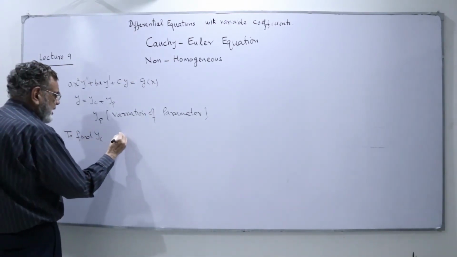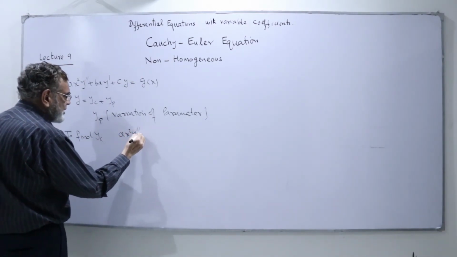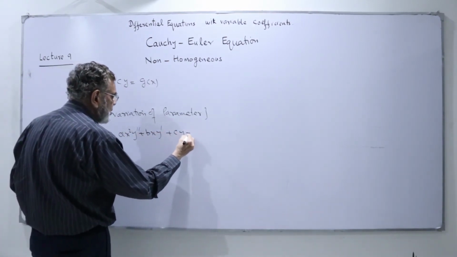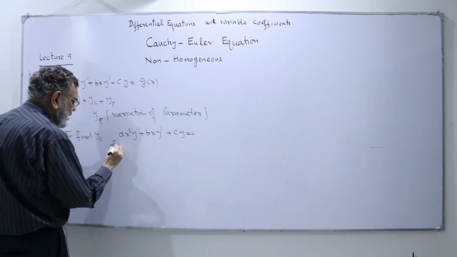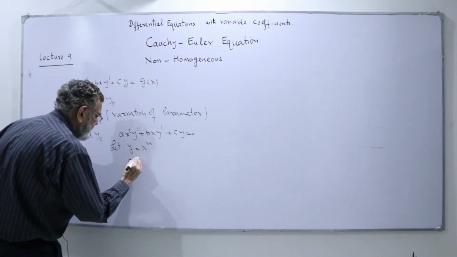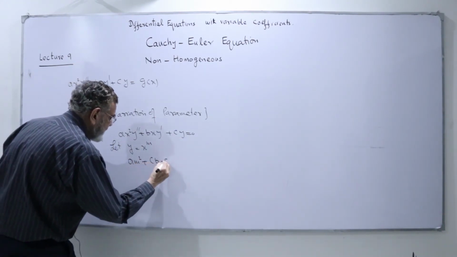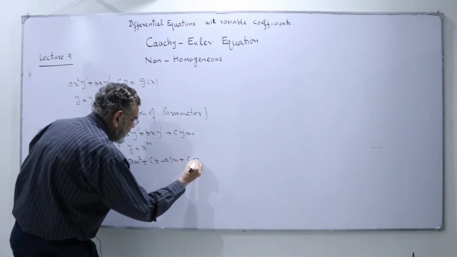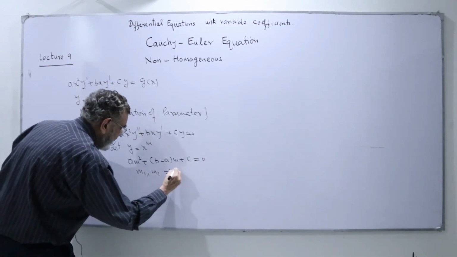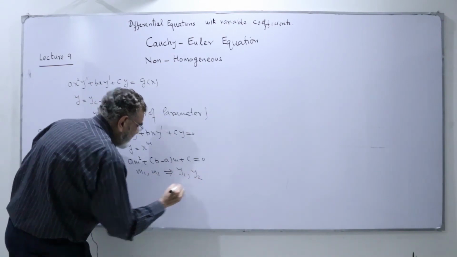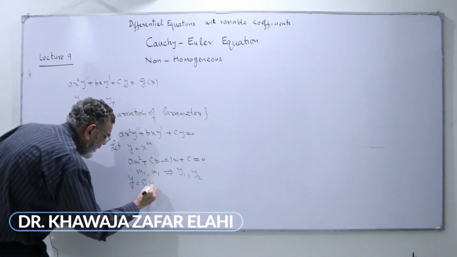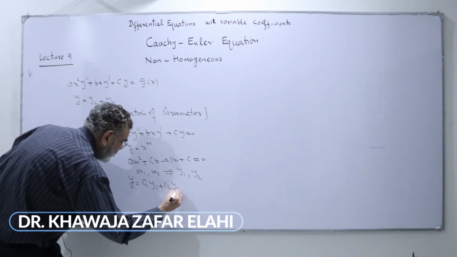My equation is a x squared y double dash plus b x y dash plus c y equal to 0. Now make the substitution y is equal to x to the power m. I get the characteristic equation a m squared plus (b minus a) m plus c equal to 0. I get two solutions m1 and m2, and correspondingly I'll get two solutions y1 and y2. So my general solution will be y equal to c1 y1 plus c2 y2.